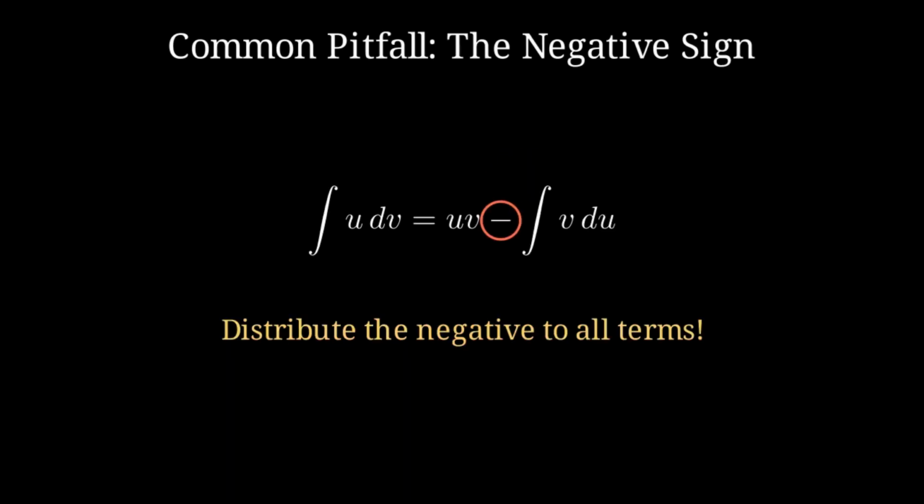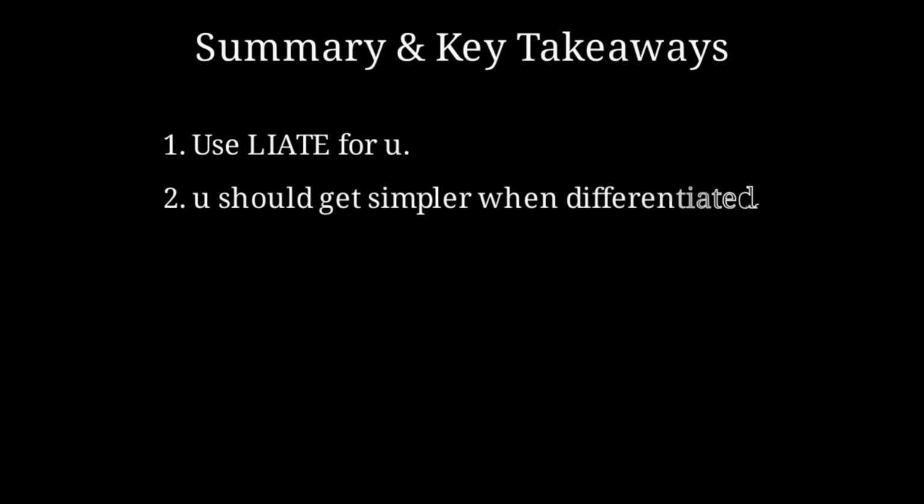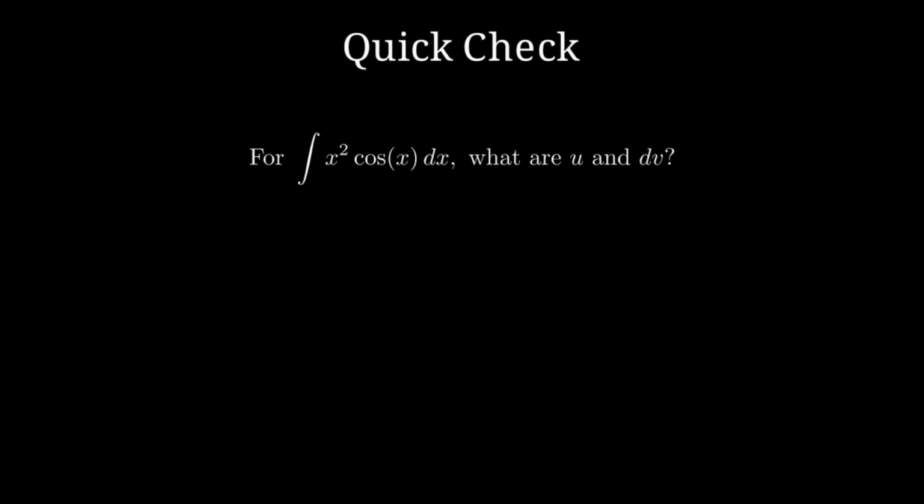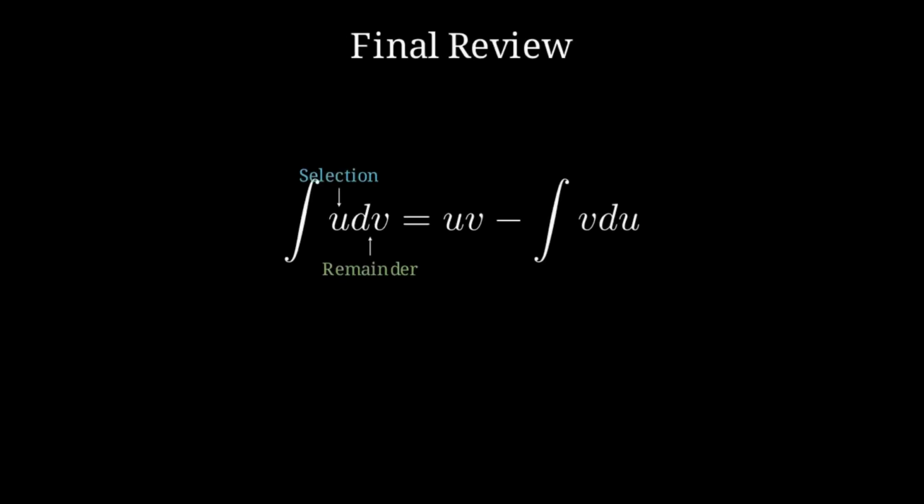To summarize, use LIATE to prioritize your u selection. Ensure your dv is something you know how to integrate. If the integral doesn't look simpler after one step, re-evaluate your choices. Quick check: for the integral of x squared times cosine of x, which should be u? Since x squared is algebraic and cosine is trigonometric, LIATE tells us u should be x squared. With practice, the LIATE rule will become second nature, allowing you to tackle complex products with confidence.